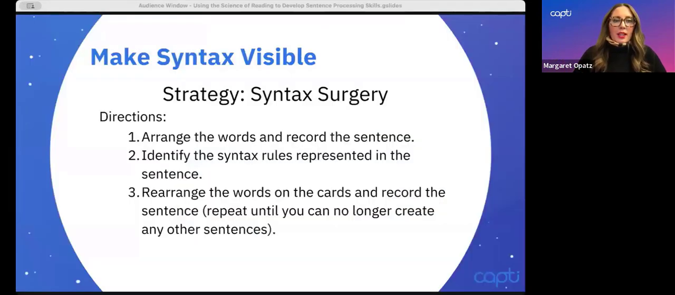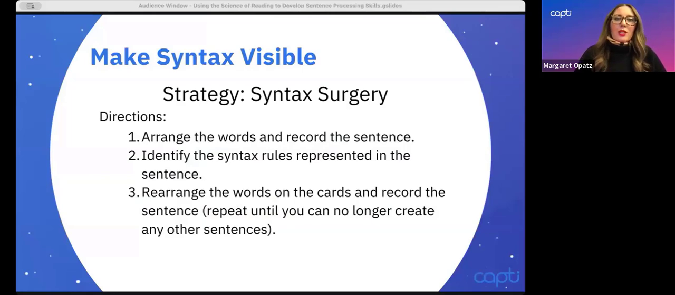One of the best ways that I found to do this and support students was to use the strategy called syntax surgery. I'm sure you could call it a number of different things, but when my seventh graders heard that they were doing surgery, they thought that was really fun. So I went with it. So here's the way that syntax surgery works.